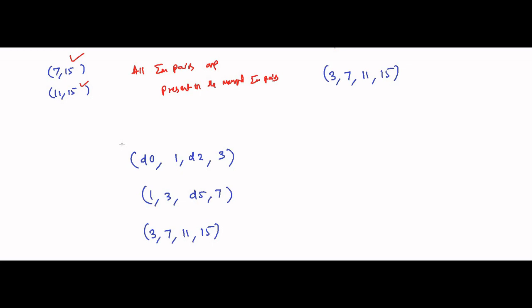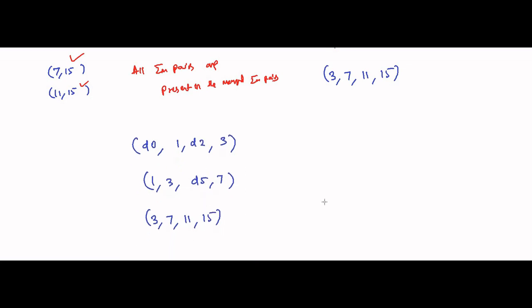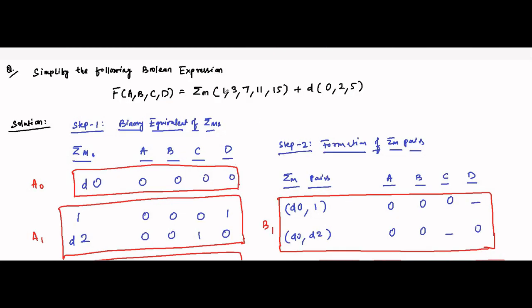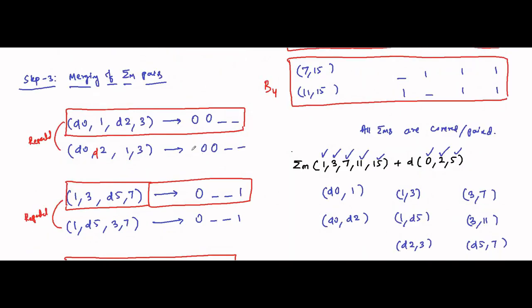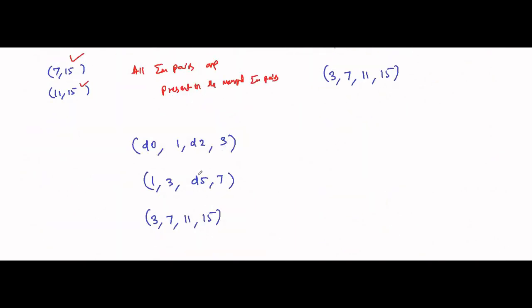But again, there is an important thing here. As I have already told you, in case of don't care type questions, you have to give the only priority to the normal minterm values, that is 1, 3, 7, 11, 15. See, 1, 3: here in this merged minterm pair, 1 and 3 are present.